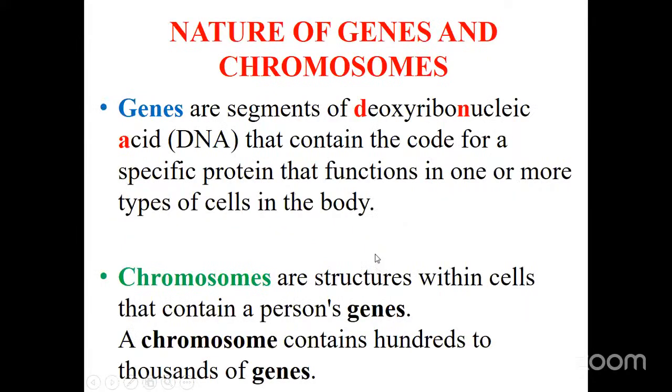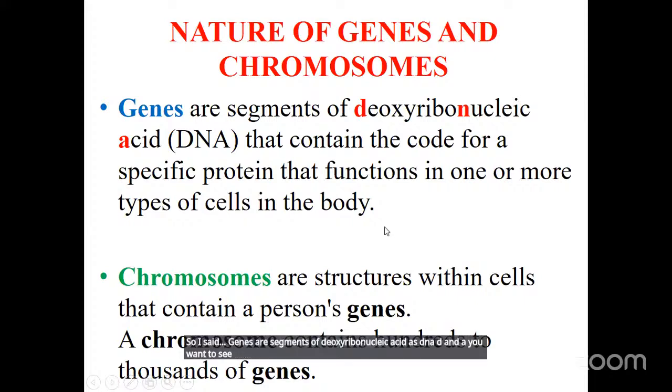So I said genes are segments of the deoxyribonucleic acid, that's DNA. You can see how DNA is obtained from the word deoxyribo, then nucleic N, the acid, DNA. I said it contains the code for a specific protein that functions in one or more types of cells in the body.